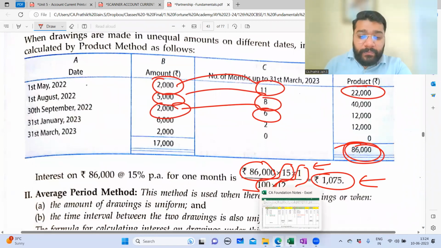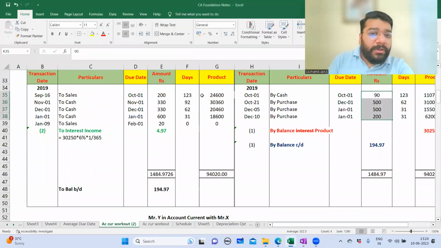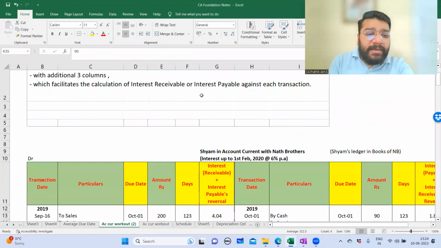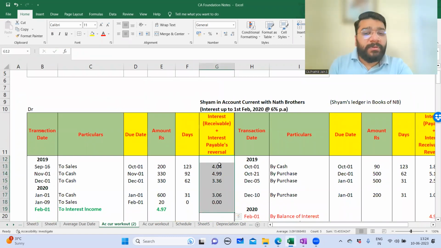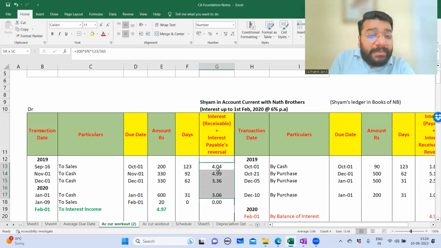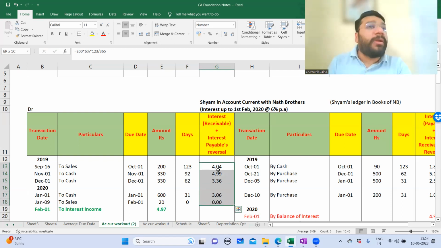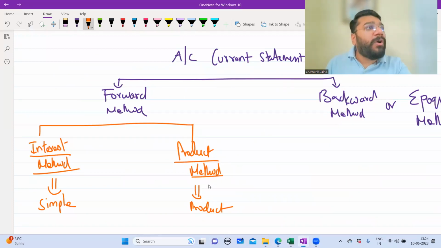Same way, here under the forward method, if you are calculating the interest, the method we did now, touch your heart and tell me, for every single transaction, did you not sit and calculate the interest? This 4.04%, how did you get? Sir, 200 into 6% into 123 divided by 365. Like that, for every single transaction, we literally sat and calculated interest. Is it time consuming or not? That's the reason, to save time, we are coming out with another method called the product method, wherein we'll calculate the product. We'll get the net product. On that net product, we'll calculate the interest and game over.